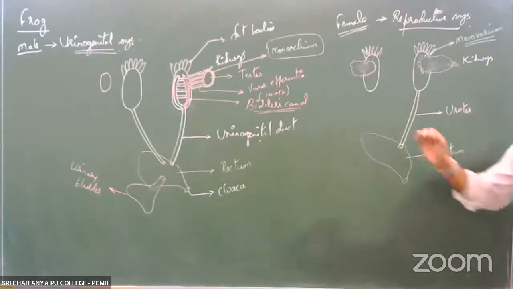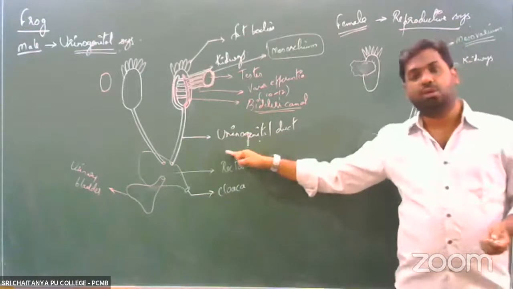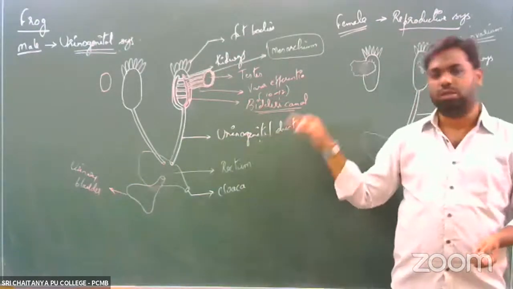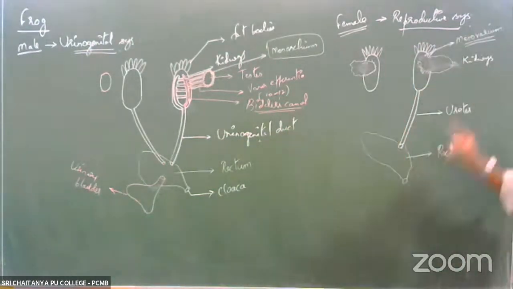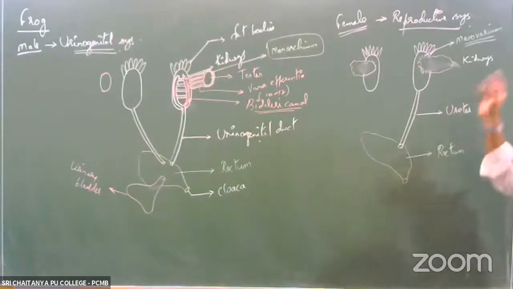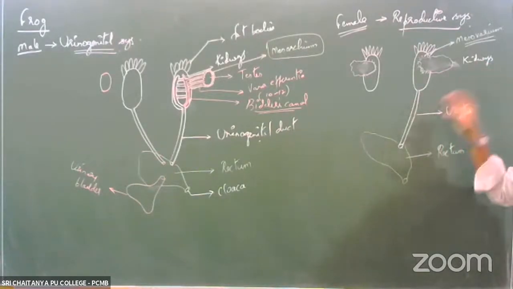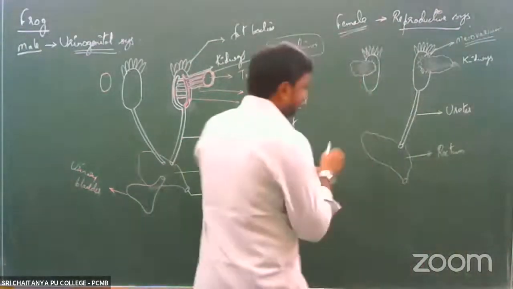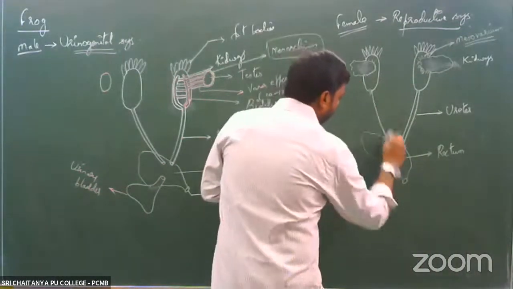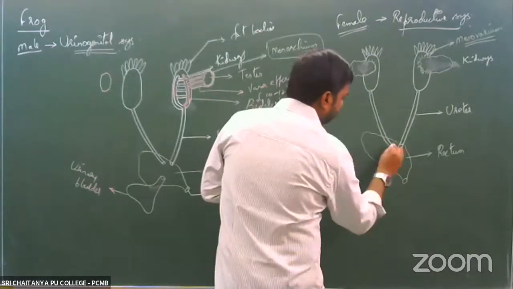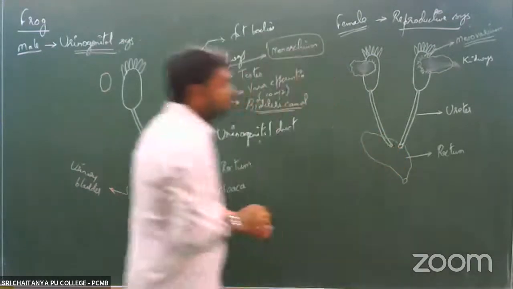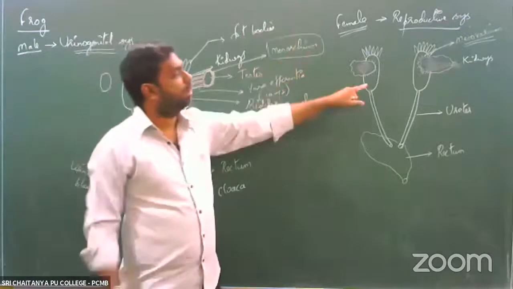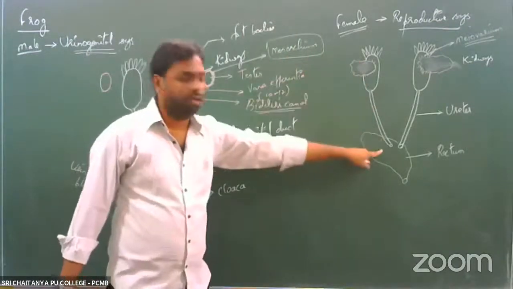Now remember, in the case of males, we call it the urinogenital duct or the urinogenital tract. But here we are simply calling it the ureters because it is nowhere connected with the reproductive system. From this side also, there would be another duct arising, another ureter, which would open up into the rectum here. Right? So the urine is brought by the kidneys through the ureters into the rectum.